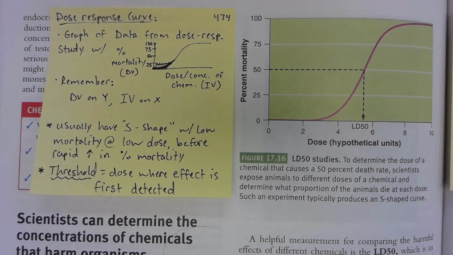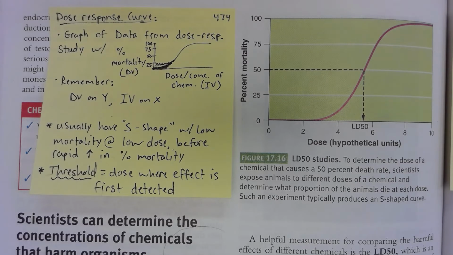Now we'll talk about a dose-response curve. The data from a dose-response study are graphed in a dose-response curve. On the y-axis, we have the dependent variable, which again is percent mortality, the number of the organisms that die. And on the x-axis, we have the independent variable, the concentration or the dose of the chemical. So remember, this is typical in graphs that are showing data from experiments. We have the dependent variable, or the outcome we're measuring, on the y-axis, and we have the independent variable, or what we're changing, on the x-axis.